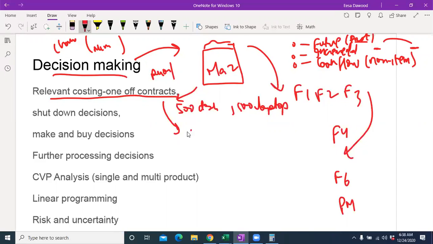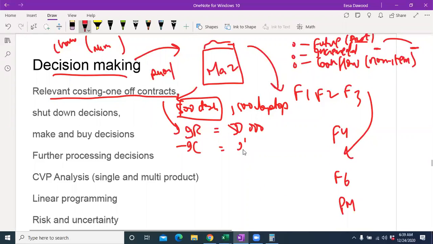For example, a person approached me for a one-off contract. I would see what the incremental revenue is if I produce and sell 500 desks to a particular customer. So if I see the incremental revenue is 50,000, then I'm going to see what the incremental cost is. Incremental cost is, for example, 20,000. So there's a net benefit, then I would definitely pursue. If there's a benefit, I would pursue with that decision. If there's a net loss, definitely I won't pursue.